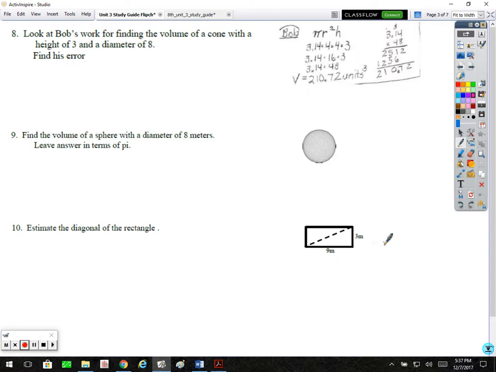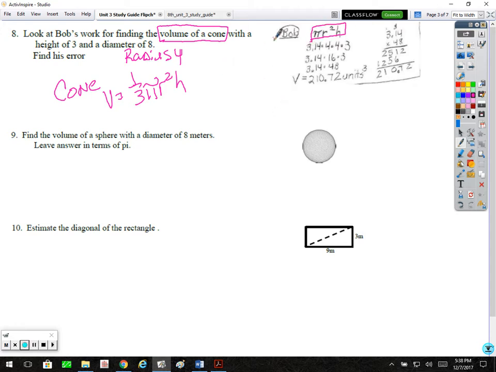All right, next one. Look at Bob's work. Bob is working on finding the volume of a cone. Well, the first thing I want to know is, I'm looking here. This is important. And the diameter is 8, which means the radius is going to be 4. Well, if I look over here, I know the formula for a cone is volume is 1/3 pi radius squared height. Well, if I look automatically, I look right here. What did Bob use? Bob used the wrong formula. Bob used the formula for a cylinder.